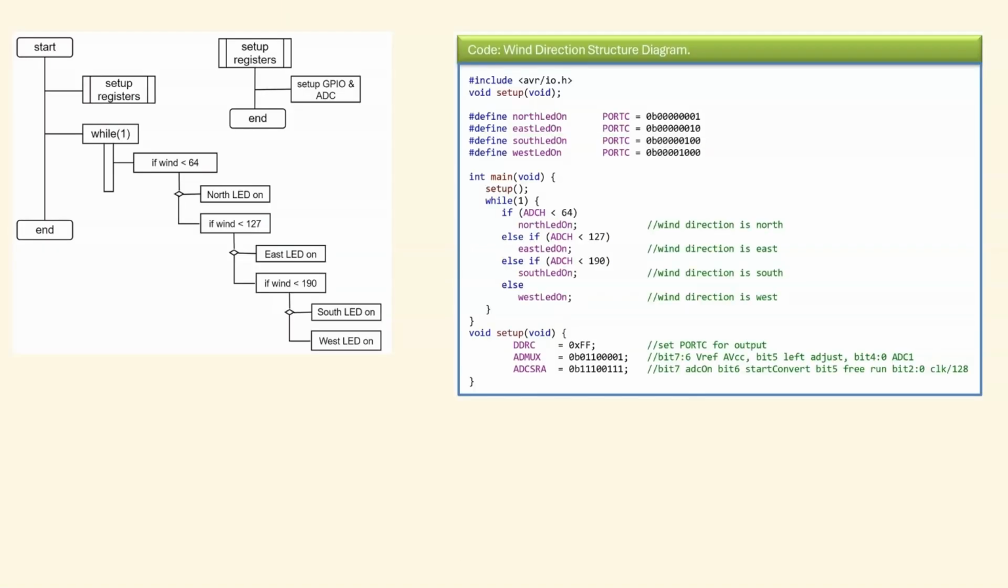You can see here the C code for this problem. I defined north LED on, west LED on, etc. shown here. In the setup, I have configured VREF for AVCC, left adjust, and chosen the ADC1. And here I've turned the ADC on, started the conversion in free running mode, and I've got the clock divider at 128, and we can see our if-else ladder here.